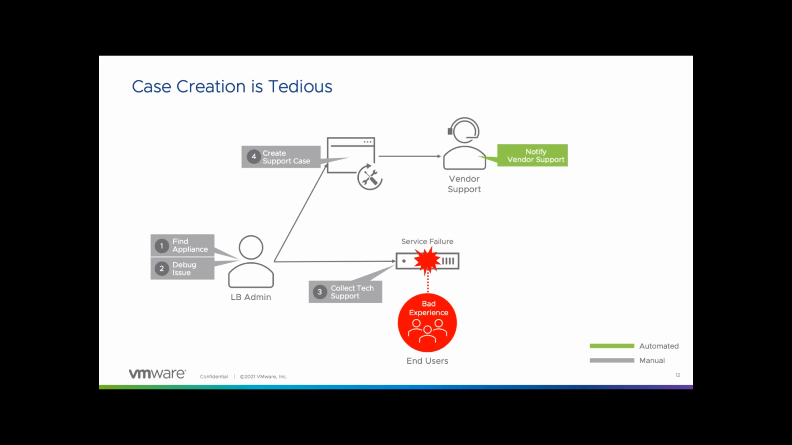Admin wakes up and now needs to find out where this problem occurred, which appliance is impacted. Once that is found out, admin then needs to log into that appliance and try and find out what happened, and then request for a tech support bundle to be created. Then needs to wait until the bundle is created, and then downloads the bundle once it is created.